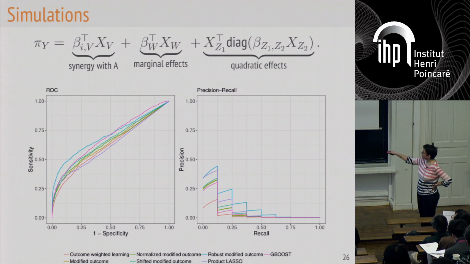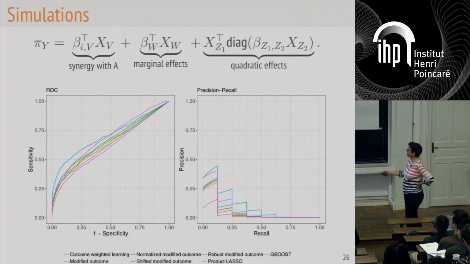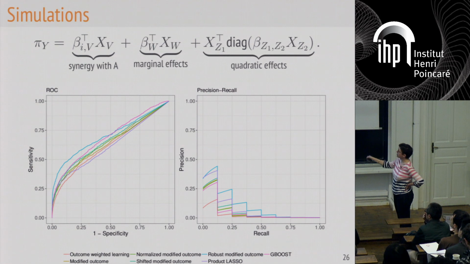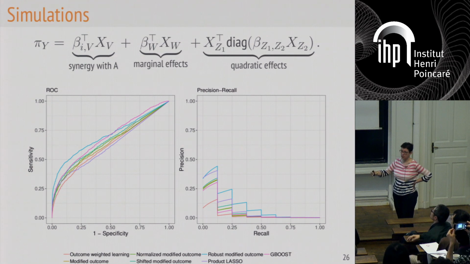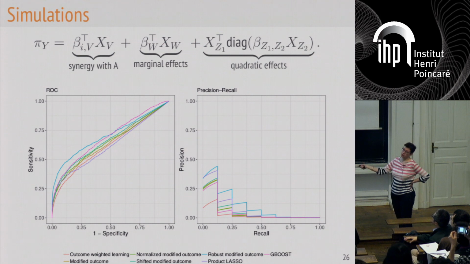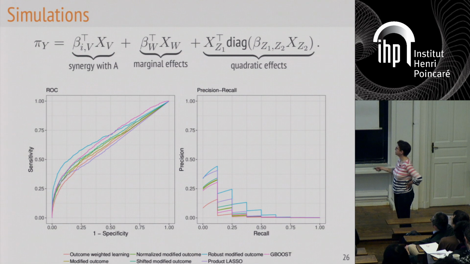The one I've explained here, the robust modified outcome with the best estimation of the propensity scores, is the blue line here. So you have here a ROC curve, here a precision recall curve. So this blue curve comes ahead. And for instance, GBoost is the magenta line here. So you see our precision recall curve is much better. And the ROC curve is also much better. Sorry, our ROC curve is also much better. And you also see, some of those lines are if you don't use corrections for those propensity scores, you see the results are worse.